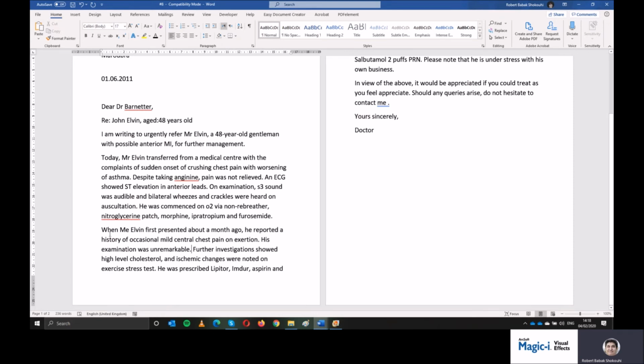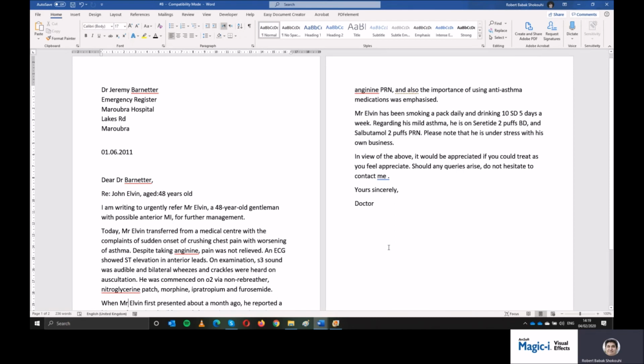So when Mr. Elvin first presented about a month ago, he reported a history of occasional mild central chest pain on exertion. His examination was unremarkable. Further investigations showed high-level cholesterol and ischemic changes were noted on exercise stress test. He was prescribed Lipitor, Imdur, aspirin, and angionin PRN. And that is not relevant.